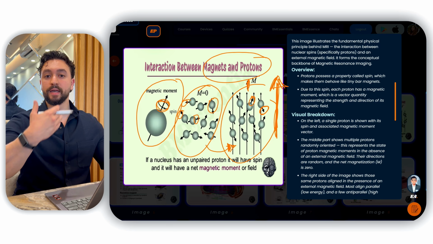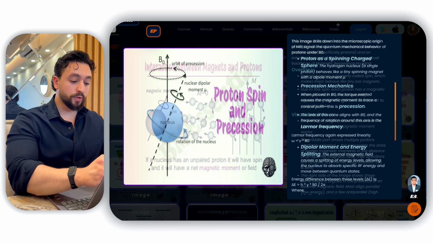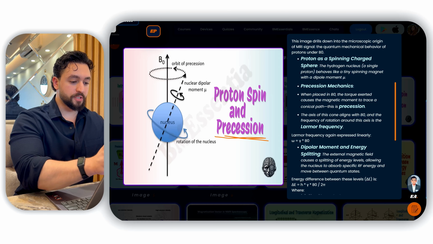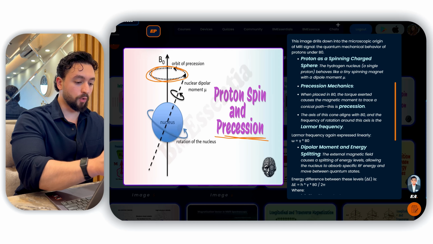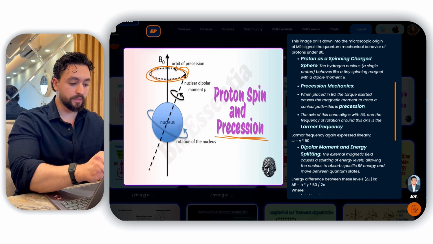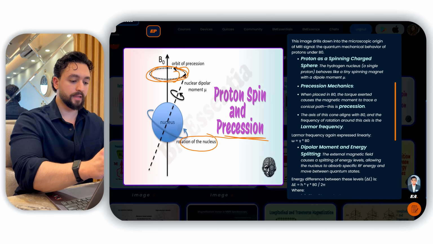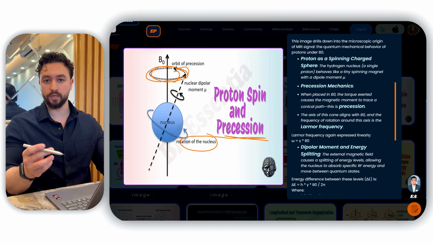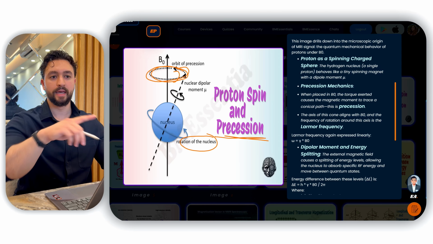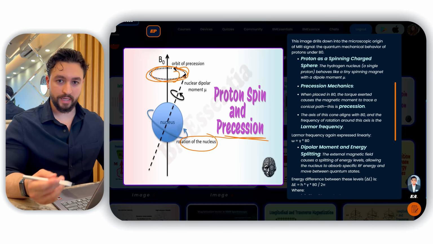So now let's move a level deeper. We talked about precession, which is basically, as you can see over here, this is the orbit of precession, which is basically the rotation of the nucleus around its own axis. And then there is the rotation of this nucleus, this proton, this magnet, in multiple different random directions.